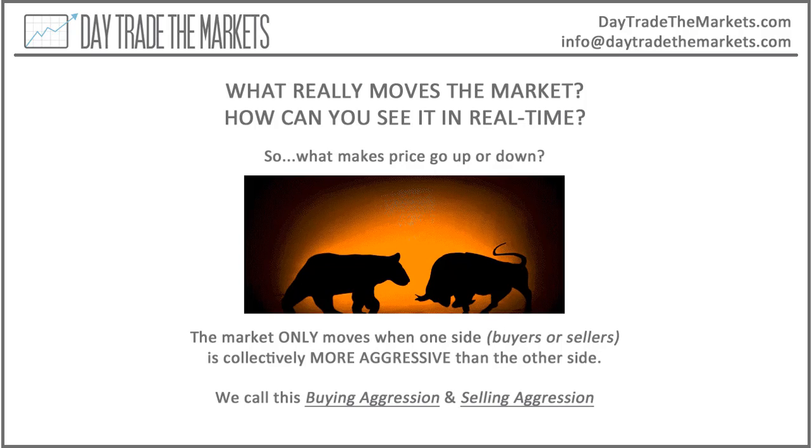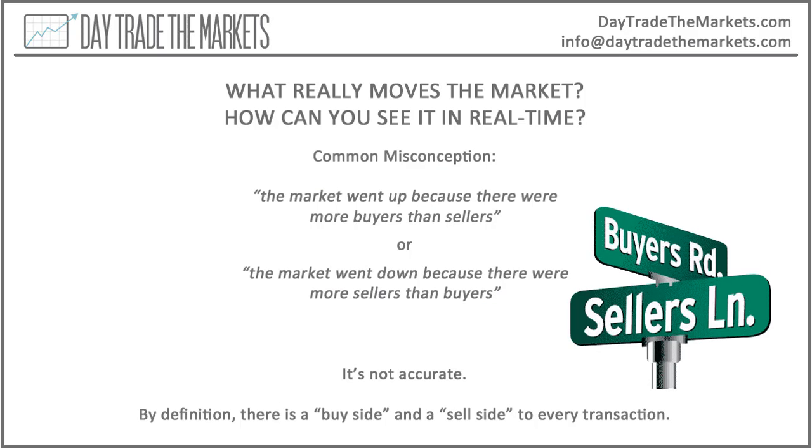And the answer is that the market literally only moves if one side, either buyers or sellers, collectively is more aggressive than the other side. And there's a misconception. Sometimes people think the market went up because there were more buyers than sellers, or it went down because there were more sellers than buyers.